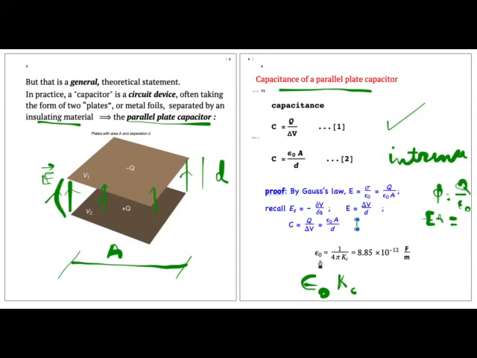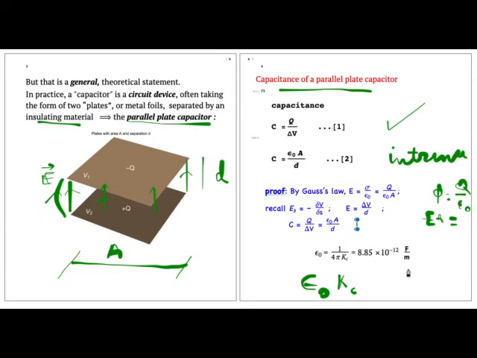Now again, epsilon 0 is the permittivity of vacuum. So this would correspond to two plates separated by vacuum, empty space. The value of epsilon 0 is 1 over 4 pi k. K is that Coulomb constant from Coulomb's law, roughly 9 times 10 to the 9th in SI units. This turns out to be 8.85 times 10 to the minus 12, and then the unit.